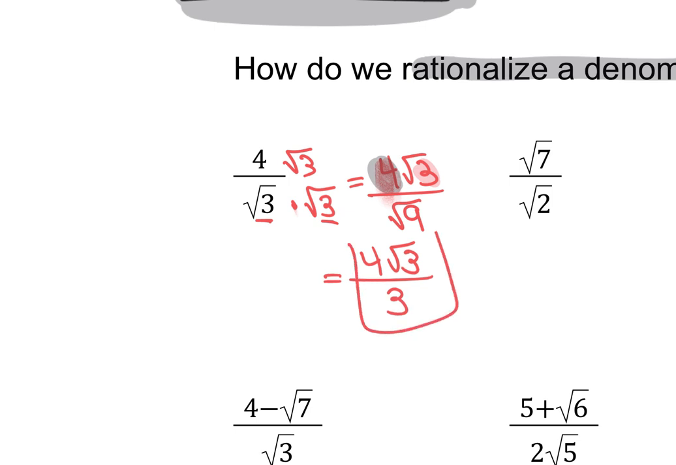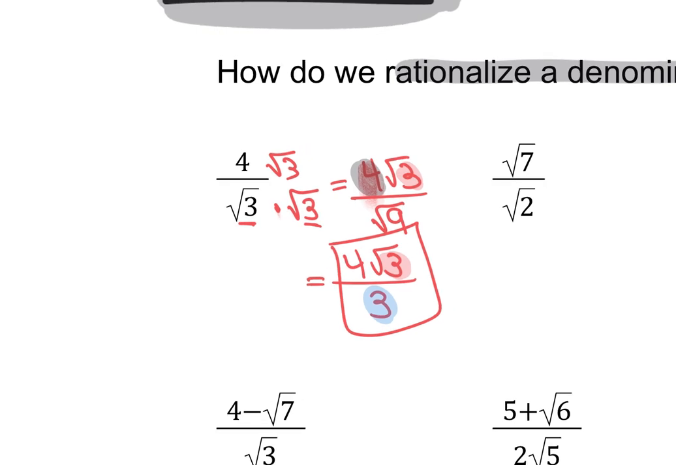Again, this 3 right here is under the radical. This 3 down here is not. They are not friends. They do not simplify each other out, and they do not cancel each other out. One's under a radical, one's not. Okay, so let's take this idea and do it on a couple more examples.